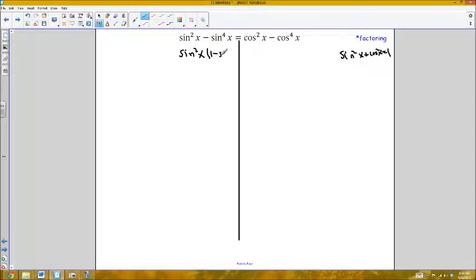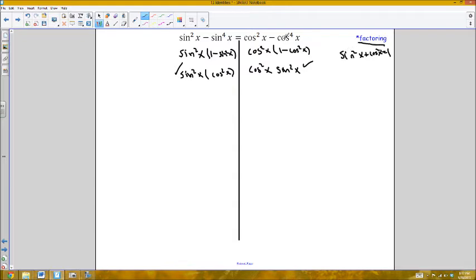So this will be 1 minus sine squared x left in here. Now recall from the previous example that 1 minus sine squared x is really just cosine squared x. So this is really sine squared x times cosine squared x. Now, if we do the similar thing on the right-hand side, I'll get cosine squared x times 1 minus cosine squared x. And 1 minus cosine squared x is just sine squared x. So this is cosine squared x times sine squared x using the Pythagorean identity. And these are the exact same things. It doesn't matter what order you multiply in, those are equivalent.